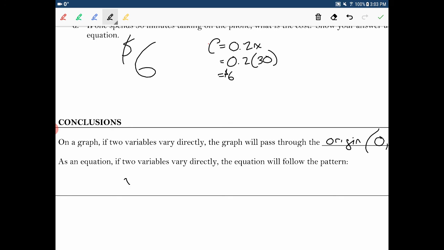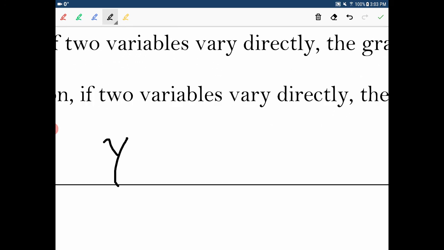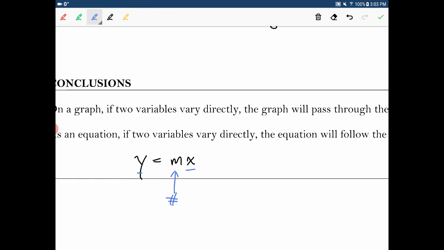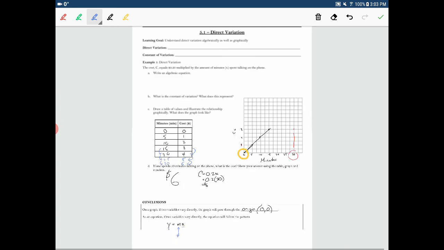As an equation, if the two variables vary directly, it will follow the pattern y equals m times x. You'll have a number, which we're going to call m, and you just multiply that by your x value, and that's it. The m is a number, and the other two are variables. They might be a y and an x, or a c and an x, or a c and a d. The point is that the m is the number.